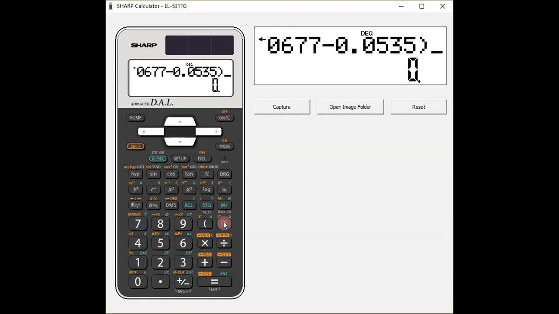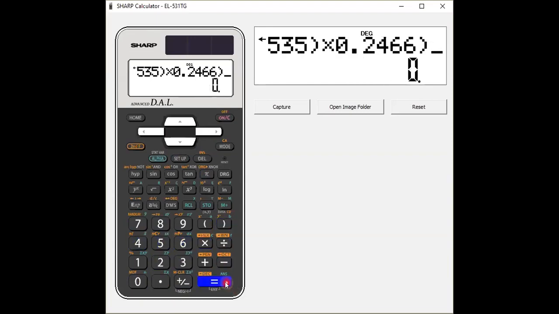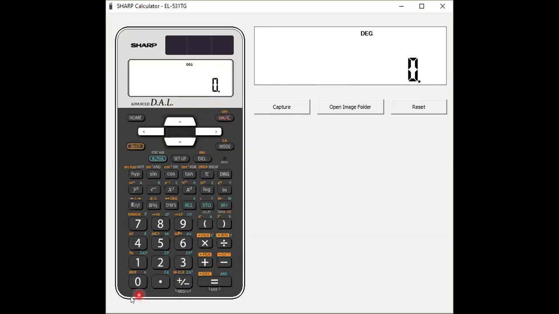0.0535, close brackets, times our time, which is 0.2466, close bracket. And then we get our answer. Okay, so let's just repeat that again.